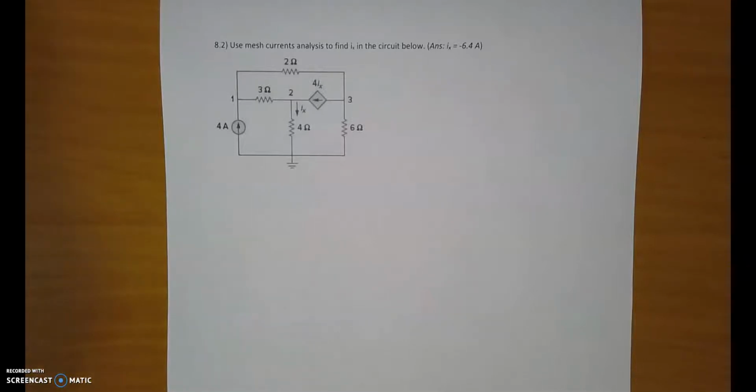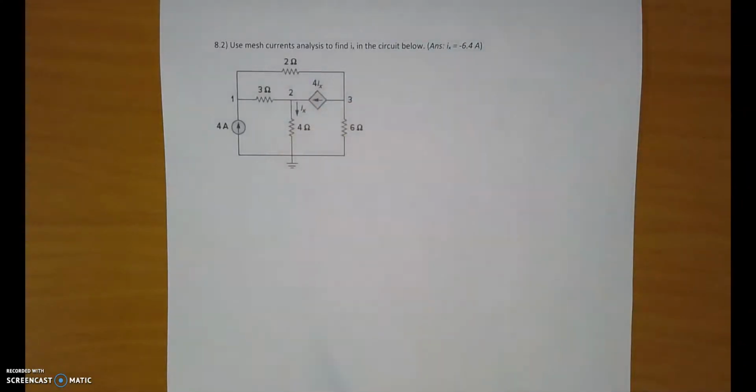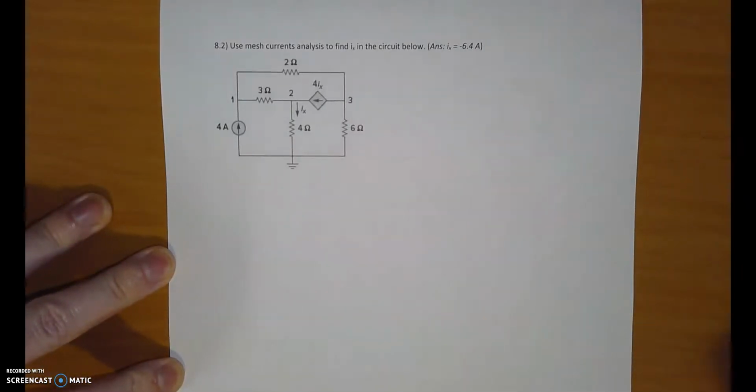Alright, in this video we're going to build on the mesh current analysis method and look at how we handle current sources when they show up with our mesh current analysis. So the first step is the same as before. We're going to label our mesh currents.